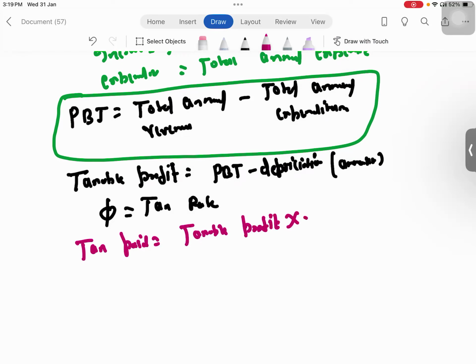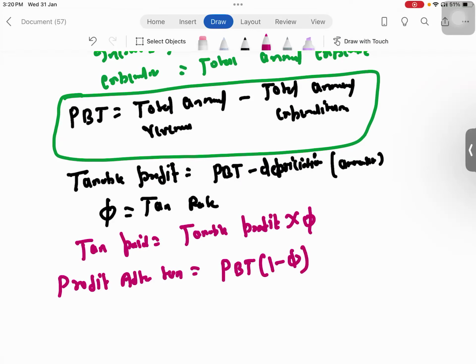Right. So once you have paid the tax, then you want to calculate the profit after tax. Profit after tax equals, obviously, PBT into 1 minus phi. Or before you write PBT into 1 minus phi, you can calculate these things. That is, what is your taxable profit?